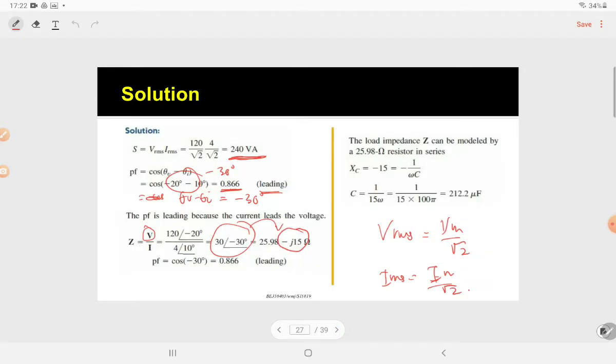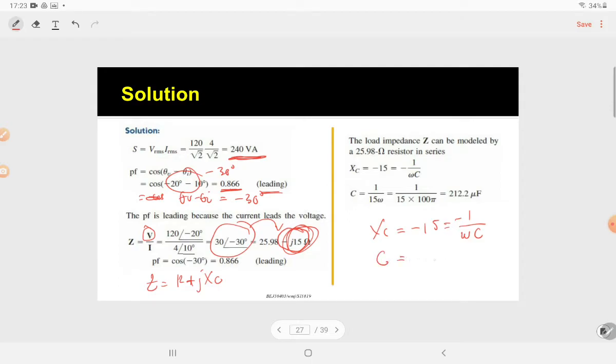By considering this part, Z is equal to R plus jXC, or minus, so you got minus jXC. So therefore we can say that XC equal to negative 15, right here. And then that is equal to negative 1 over omega C. So therefore you can calculate the C value.